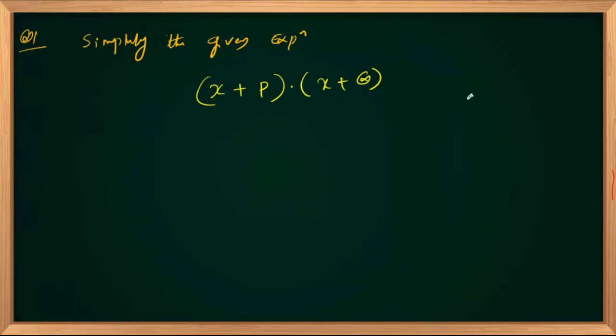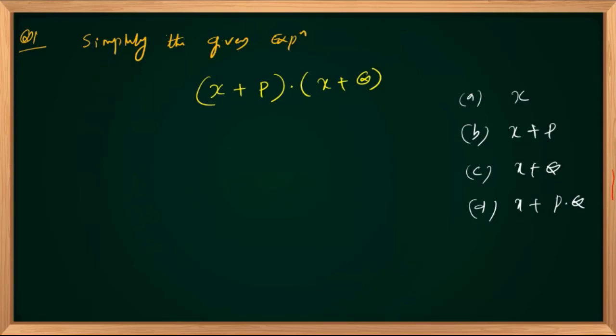You will be having four different options. First option is x, then x plus p, x plus q, then x plus pq. Simplify the expression x plus p dot x plus q. Which option is true? This is of the form a plus b dot with a plus c, and that is nothing but a plus b dot c. A is x, b is p, c is q, so x plus p dot q.